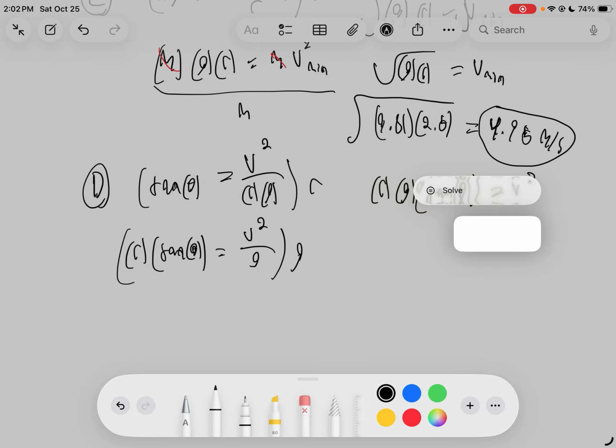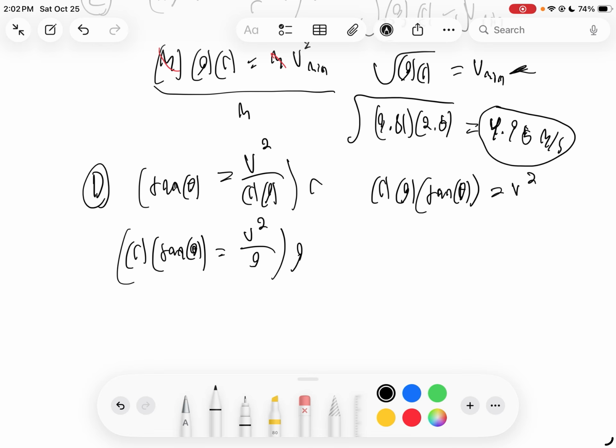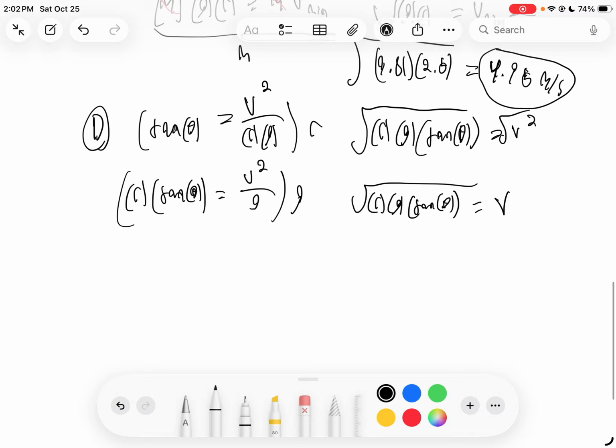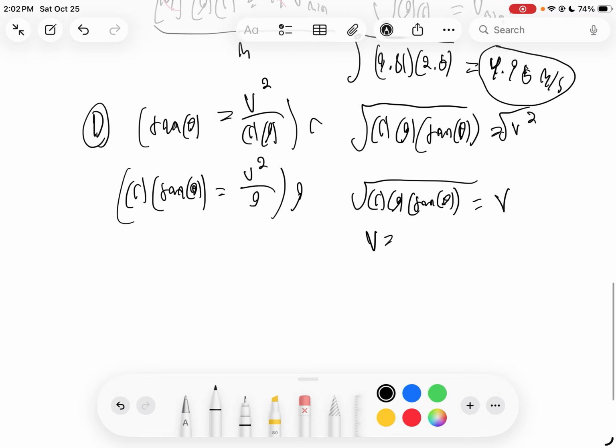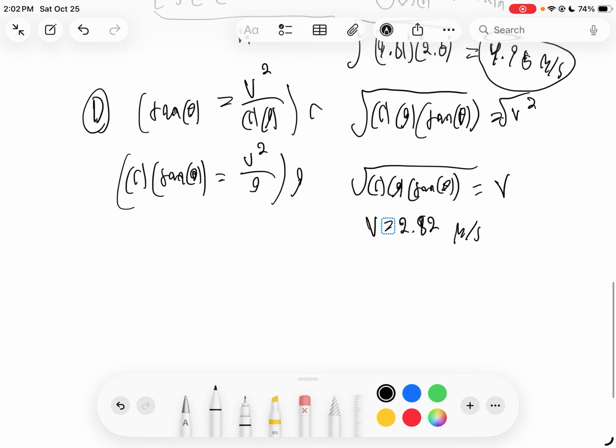And similarly up here, we are going to be taking the square root of both sides. So it'll be the square root of r times gravity, which equals the velocity. Solving for that, we'll end up getting the final value of 2.82 meters per second, which is going to be the ideal banked speed.